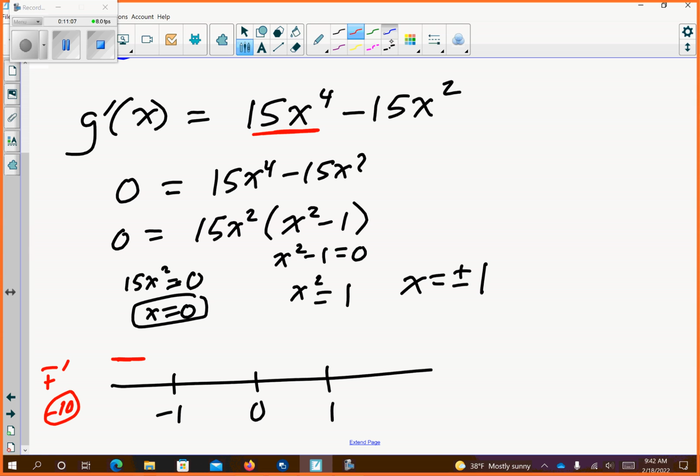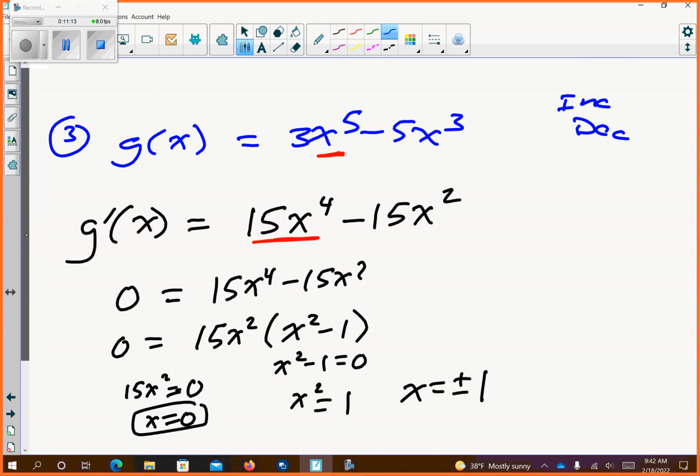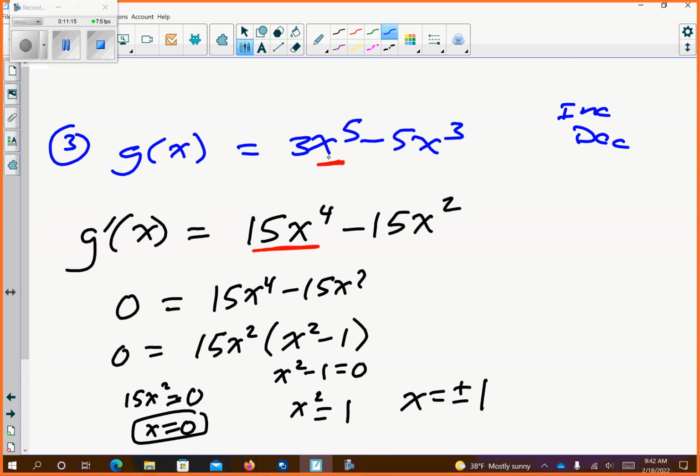If I try and pick, say, 1/2, see what happens if I plug half in. If I plug half into my original, half to the 5th power is 1/32. So that becomes 3/32 minus 5 times half, half, half. That's 1/8. So is 3/32 minus 5/8, which is the bigger fraction?